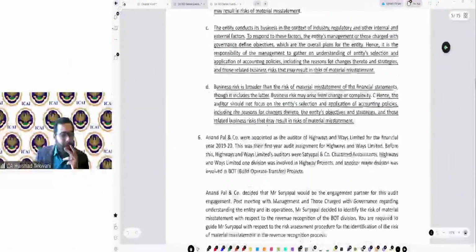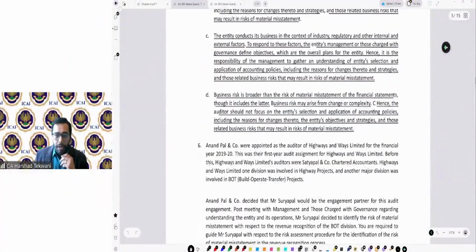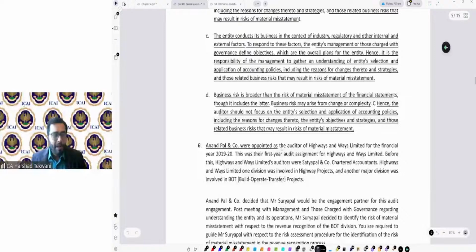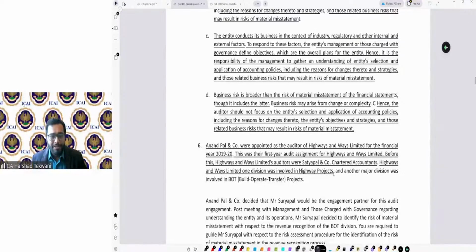So let's take one more question and then see for more practice. Okay. Anandpal and Company were appointed as the auditor of Highways and Ways Limited for financial year 1920. This was their first year audit assignment for Highways and Ways Limited. Before this, the auditor of Highways and Ways Limited was Satyapal and Company, chartered accountants. One division of Highways and Ways Limited was involved in highway projects and another major division was involved in build, operate, transfer projects.